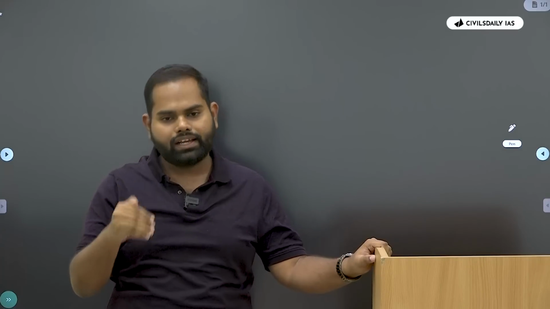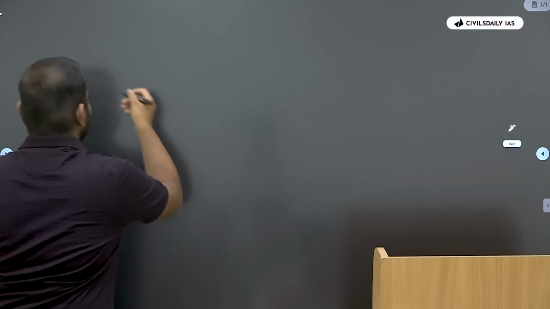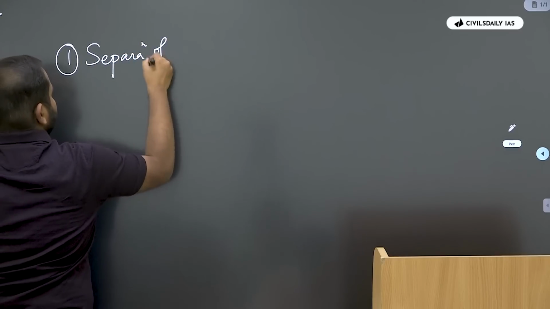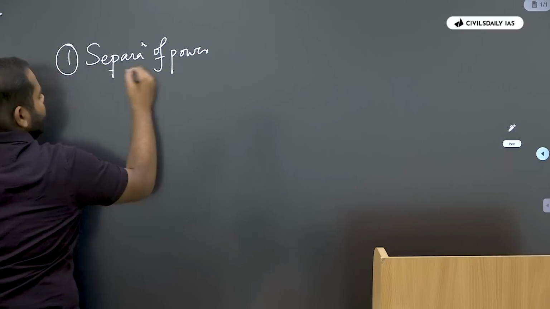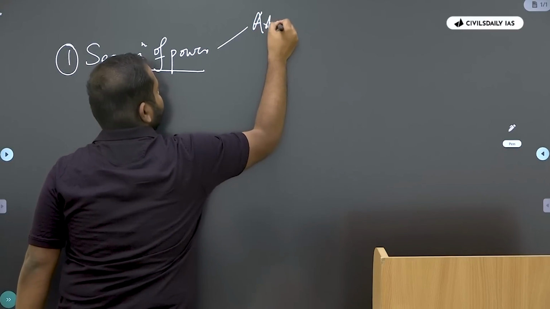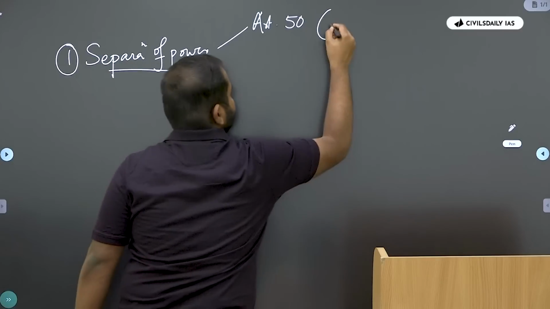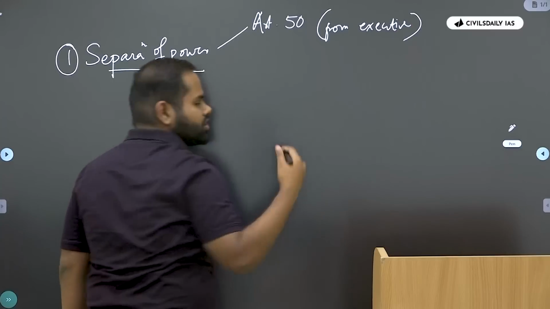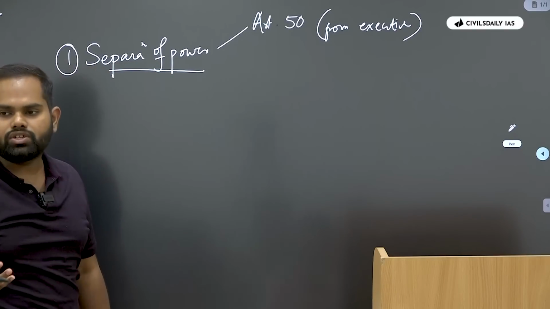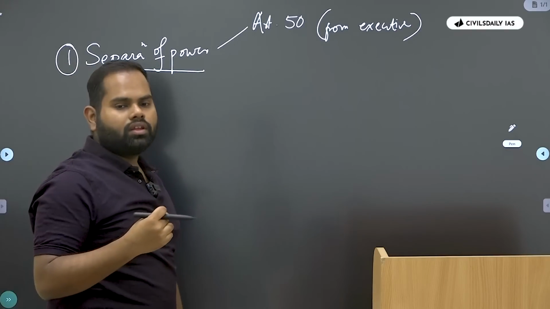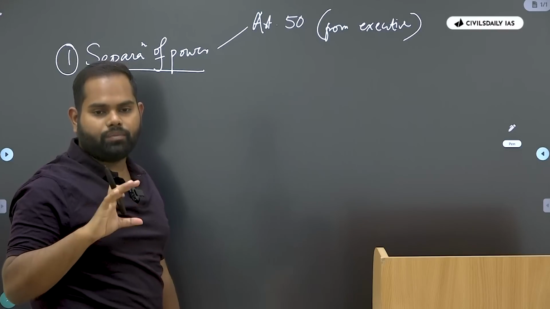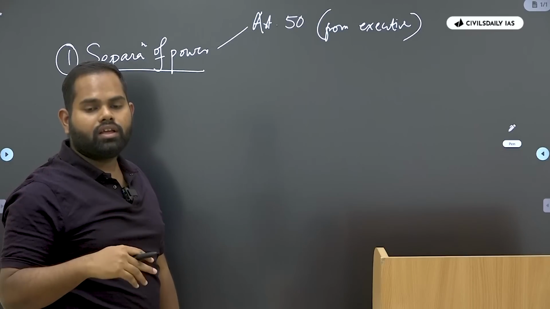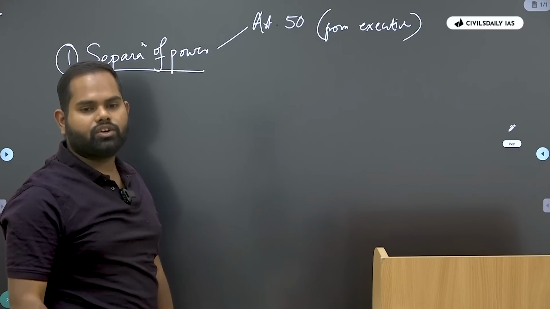Then the first point was Article 50. So the first point is separation of power. But separation of power is not only Article 50. This is from the executive, right? What are the other articles that talk about the separation of power for the Indian judiciary? It does, but it's not exactly from separation of power, right? They're independent. It's not from the executive, right?